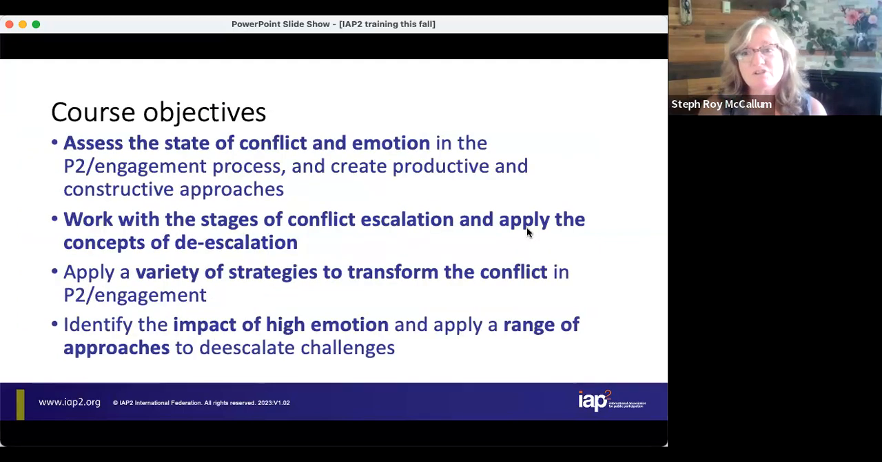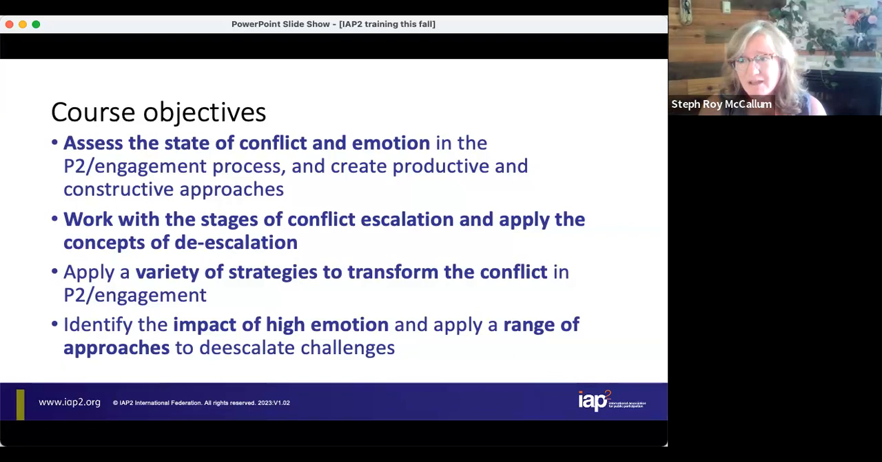So to change and evolve the situations that you're working in. The learning objectives are to assess the state of conflict and emotion in an engagement process, to work with the stages of conflict escalation and apply specific concepts of de-escalation, to apply a variety of strategies. And interestingly, those strategies are all aligned with the 5 foundations of meaningful engagement, which you would have covered in the prerequisite course, or if you took foundations, you will learn about in the transition video.